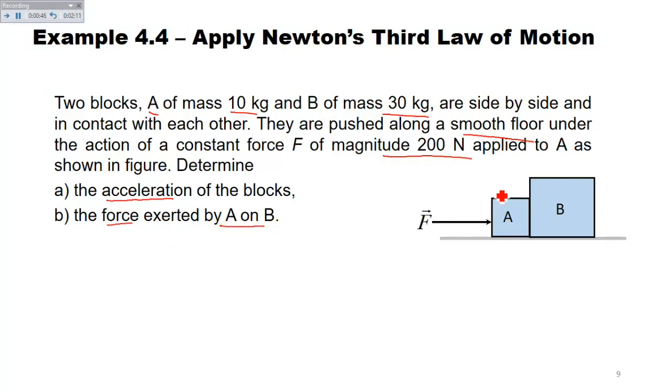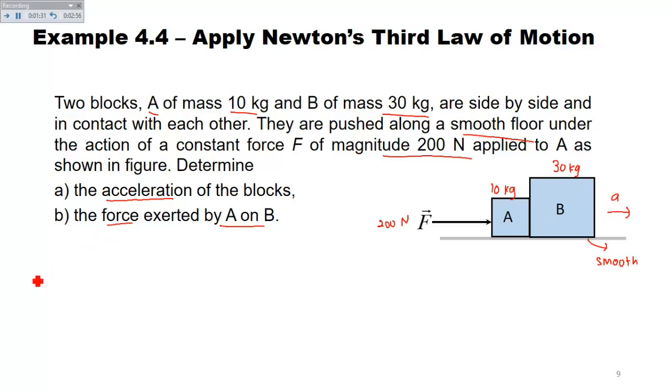Alright, so info yang diberi, mass untuk A is 10 kg and B is 30 kg. Constant force is 200 Newton and also the floor is smooth. Okay, so smooth floor maksudnya tak ada frictional force. Frictional force equals to 0. Kalau kita tengok gambar ni, constant force ni is being applied to the right. So block A and B akan move to the right juga.